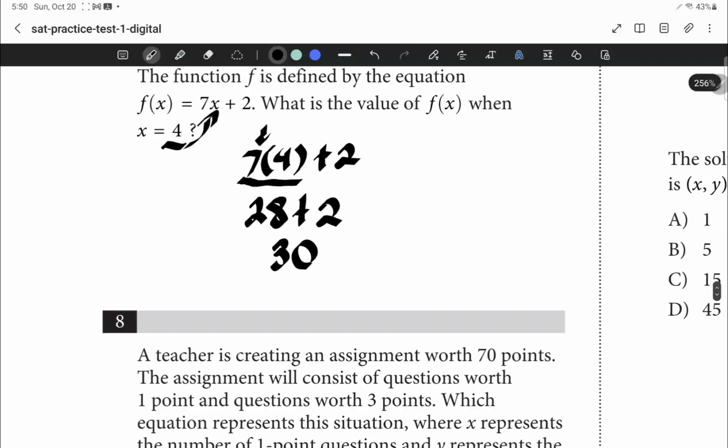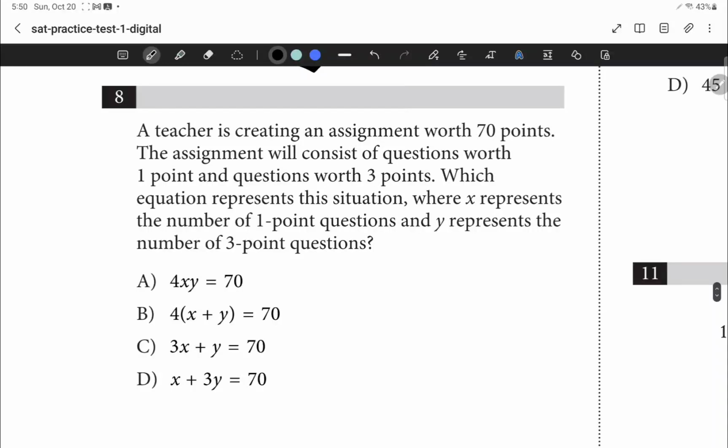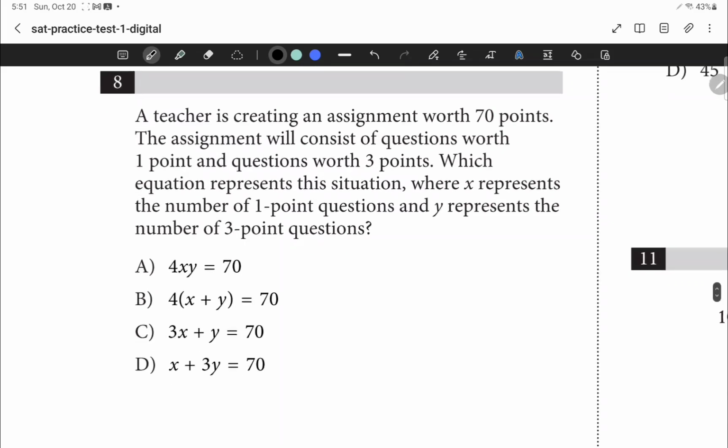All right, pretty awesome. Now that is my answer, and we can move on to the next problem. A teacher is creating an assignment worth 70 points. This is a type of problem I would highly recommend you guys skip, mainly because a lot of you are going to get confused with all the information that's given. But I would skip this one if I were you, and I would go to another one that's a little bit faster to do. But let's go ahead and read it.